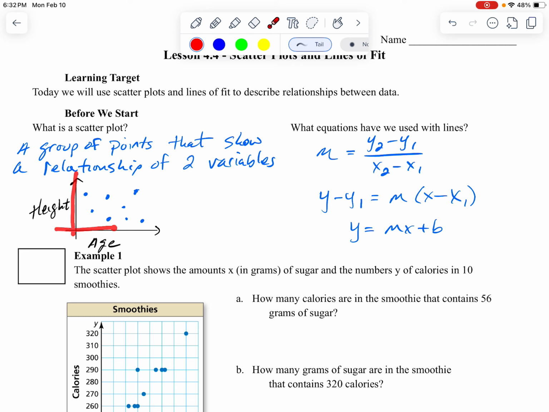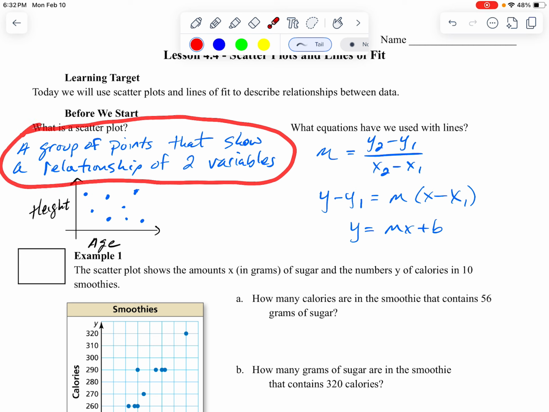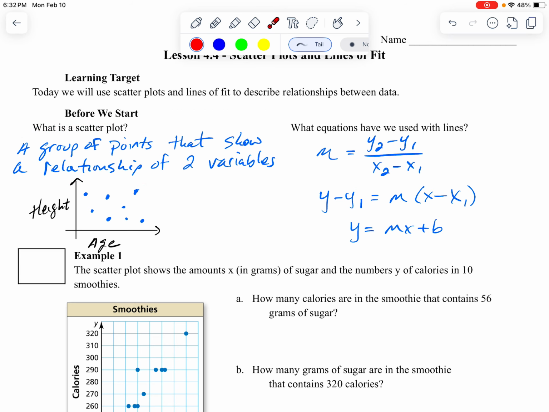And it's going to look something like this. We have our axes, and there's going to be points spread around. So we say this is a group of points that show a relationship of two variables. For example, each dot on here could represent a person where this is their height and this is their age. So this would be a person with a lower age who was very tall. This would be a person who was older but is shorter.